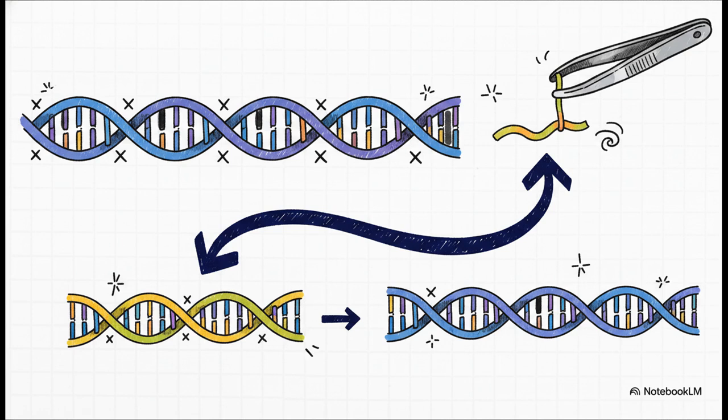Plus, our genes are broken up by intervening sequences called introns. That means we can't just copy the DNA directly. We actually have to extract the mature mRNA from the cell and reverse engineer it backwards into complementary DNA, or cDNA, just to get an uninterrupted, usable sequence.